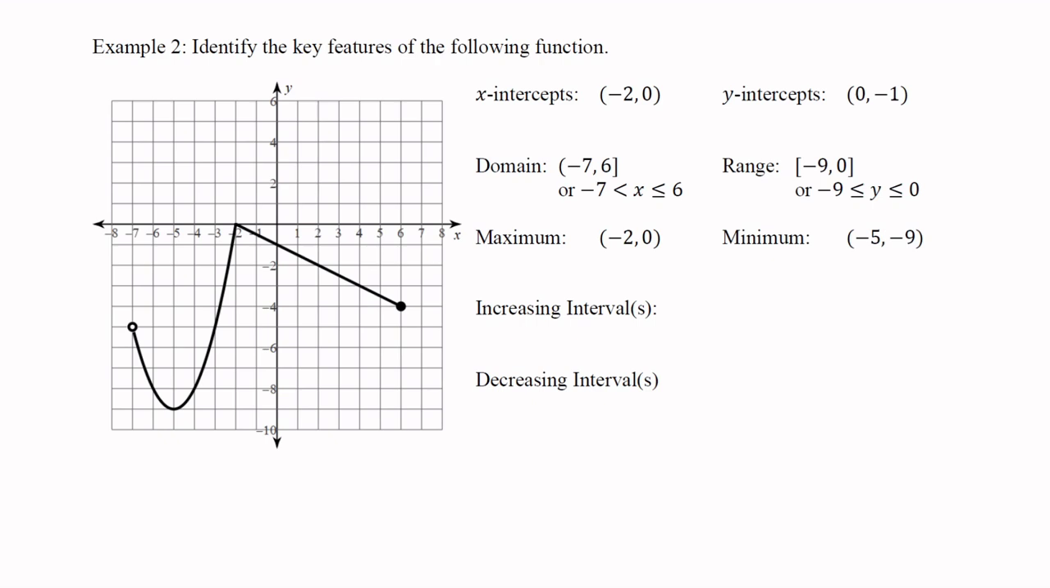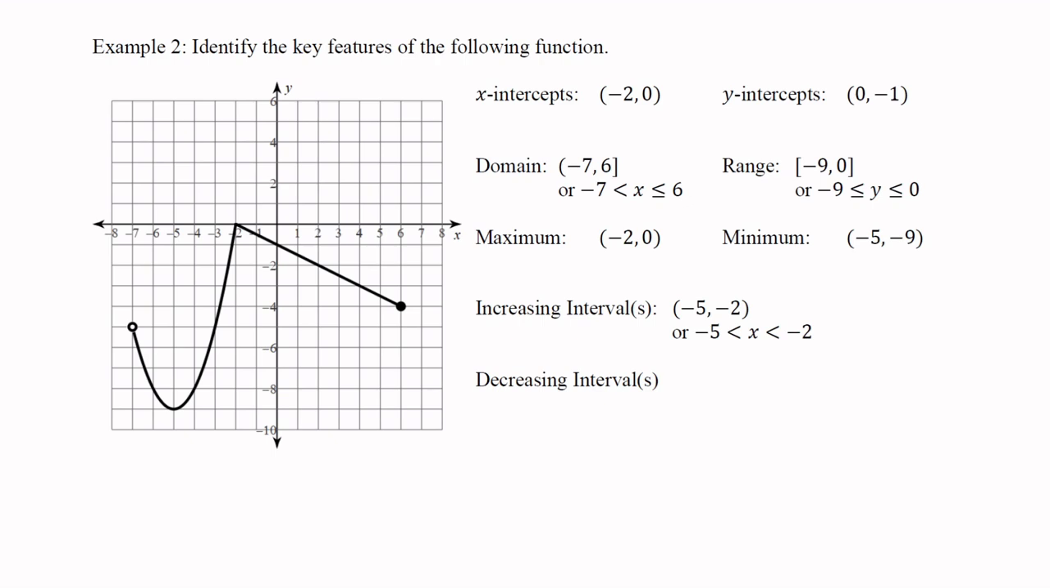We are increasing from -5 to -2. Again, we use x values here. Now, you'll notice that we do not include -5 or -2 because we are going from decreasing to increasing at -5 itself. We are neither increasing nor decreasing. We are flat at that point, so we do not include it.